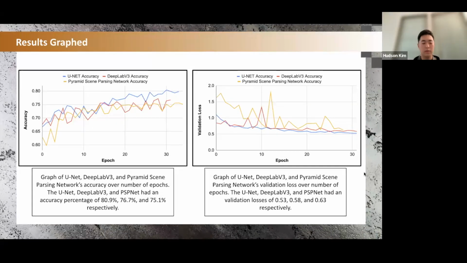And these are our results graphs. For each epoch, we calculated several different metrics, the first of which was accuracy. Final accuracy for the UNet was 80.9%, for the DeepLab v3, 76.7%, and PSPNet, 75.1%. And then additionally, we also calculated the validation loss. The final validation loss was 0.53 for UNet, 0.58 for the DeepLab v3, and 0.63 for the PSPNet.